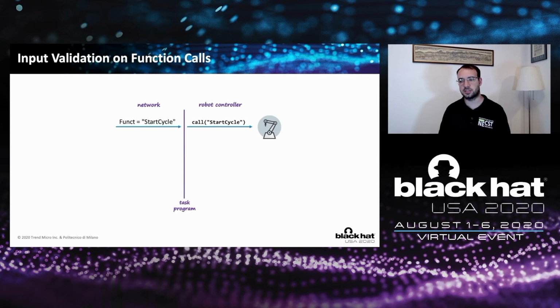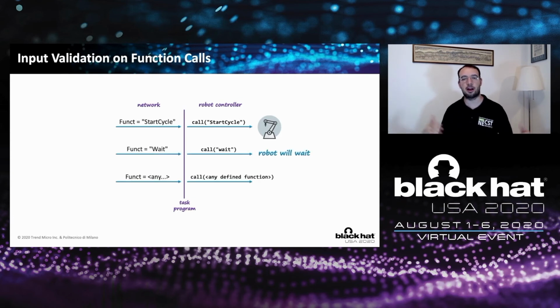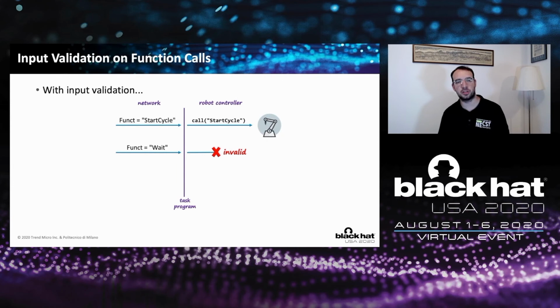The problem with this is that it is possible for an attacker to call any arbitrary function defined in the file scope or in the system scope. This depends upon the language, but basically the attacker can make the robot call any arbitrary function. Of course, the remediation here is pretty simple: implement an allow list of the functions that are deemed valid.